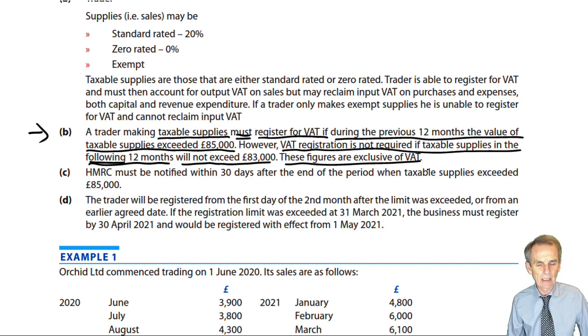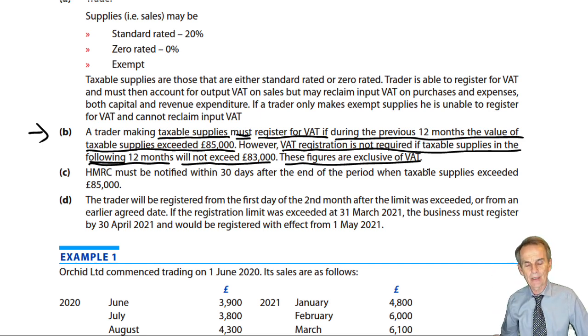There is, as we'll see in a later lecture, also a deregistration limit. If you fall below this level of taxable supplies after you have firstly become registered, then you can choose to deregister if you wish. And that £83,000 is the deregistration limit. £85,000 is the initial registration limit. So if you've had this sudden one-off, as you believe it to be, increase in sales figure, and then you're going to drop back below the £83,000, which would be the cut-off for deregistration, you don't have to register in the first place.